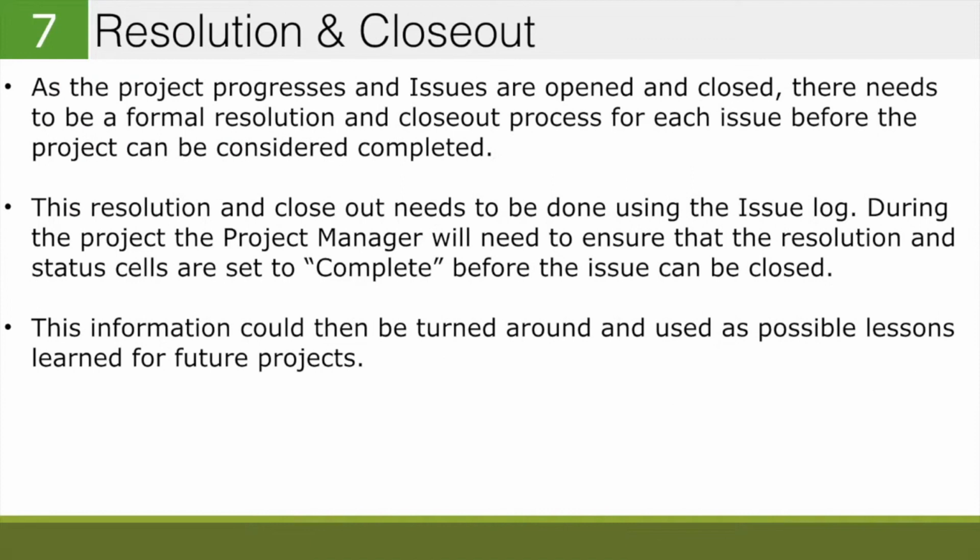Step 7 is around issue resolution and closeout. So as the project progresses and issues are opened and they're closed, right, you need to have a formal resolution and a kind of closeout process. So this is where the project manager goes in, works with the team, sets it to complete, right? And the team and everyone agrees that the issue is complete, and then in the issue log, it's actually set to complete. So you want to have that formal process.